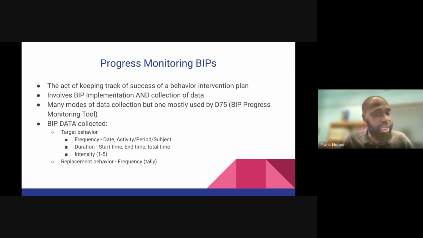Now, we don't change the BIP, we can't change the problem behavior, because for the first week of school we noticed that the child is not doing the problem behavior that's identified in the BIP. They're doing something else. That's not how it works. You don't just change it. You progress monitor that specific behavior the way it's outlined, and if you're not seeing that behavior, you're noting that it's not occurring.